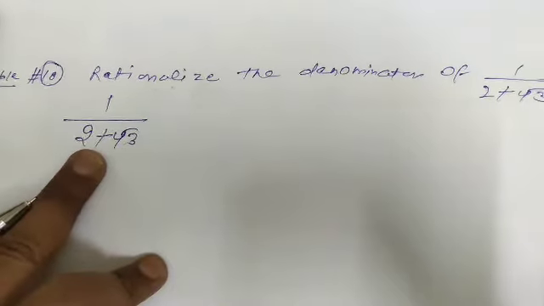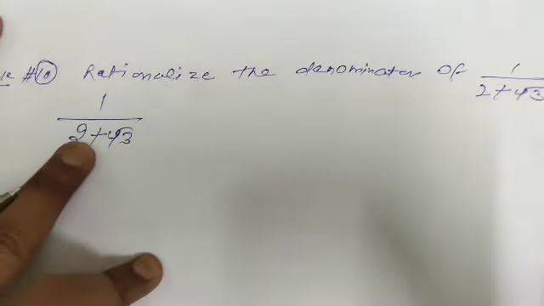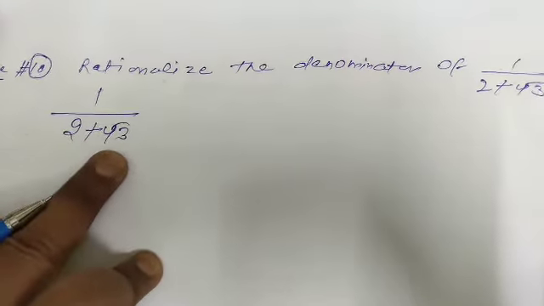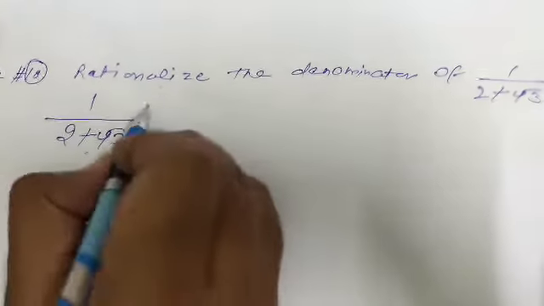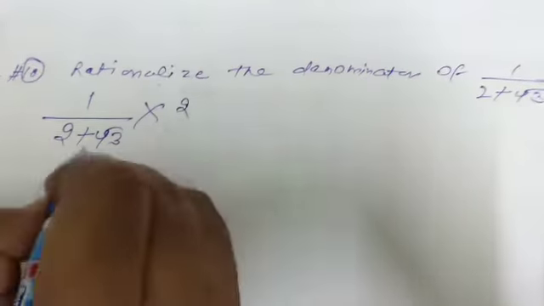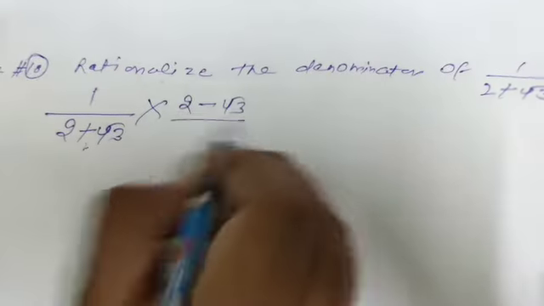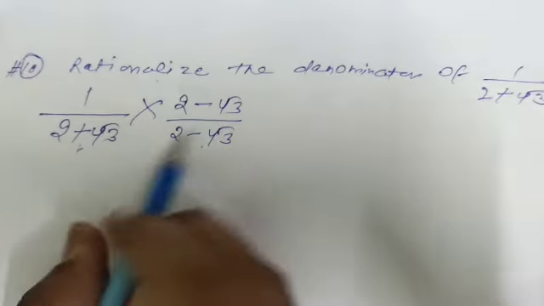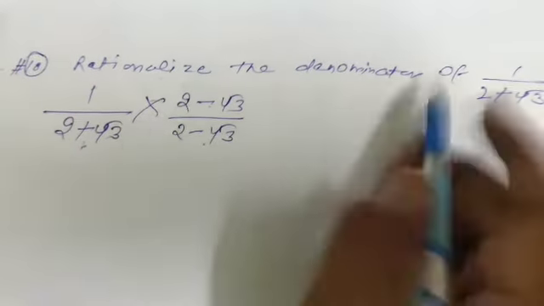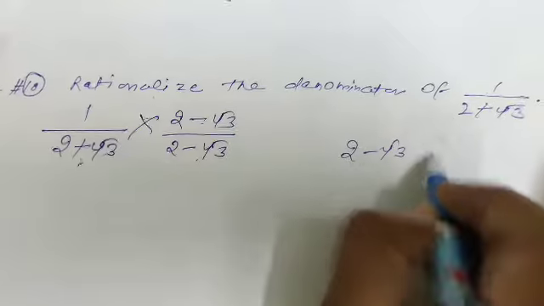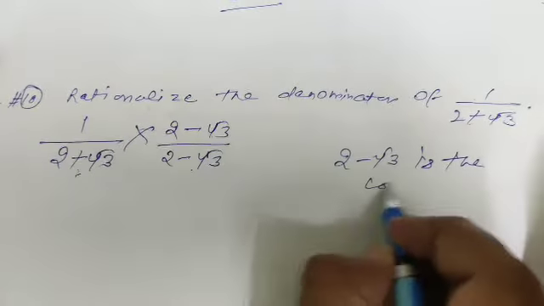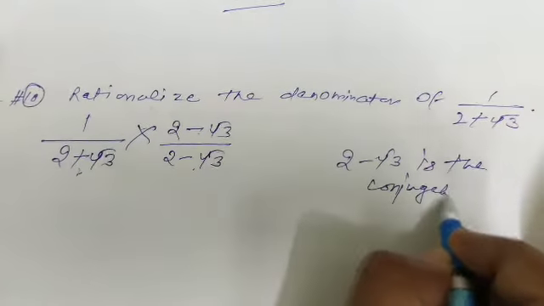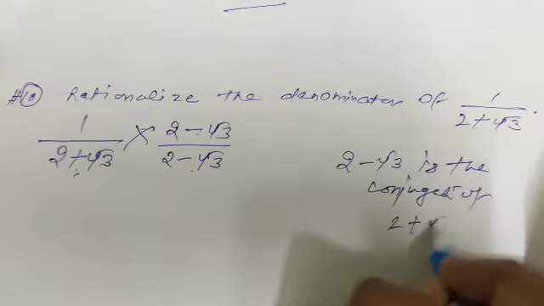Then what does it mean? What I have said earlier is that the root should not be there in the denominator. For rationalizing it, you have to change the sign. 2 plus root 3, you do 2 minus root 3 in the numerator and the same in the denominator. That is called the conjugate. 2 minus root 3 is the conjugate of 2 plus root 3.